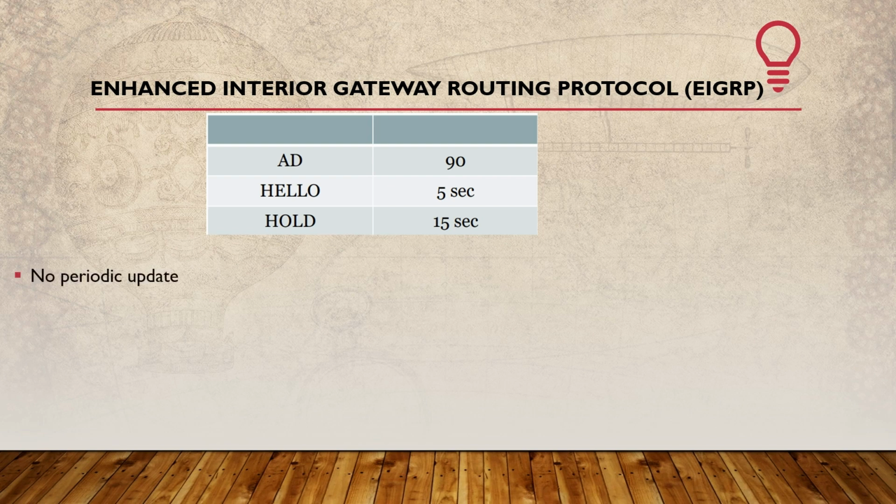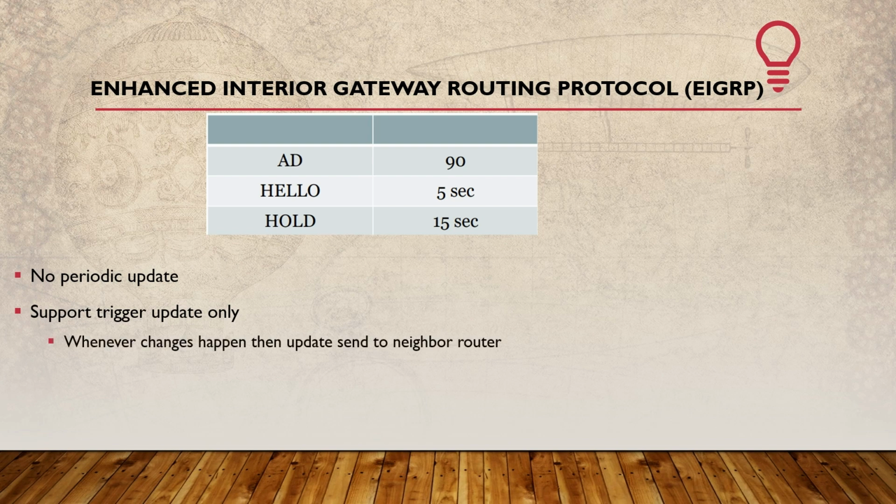One more advantage is that it will not send periodic updates. Unless there are any changes in the network, it will not send any update to the neighbors. If there are no changes at all in the network, why do I need to send updates periodically? If some change occurs and it sends an update, that is meaningful. So this is a very meaningful routing protocol. It will not send any periodic routing updates. Only if there are changes in our network will it send an update to the neighbors. It supports triggered updates only, whenever changes happen, and then the update is sent to the neighbor router.